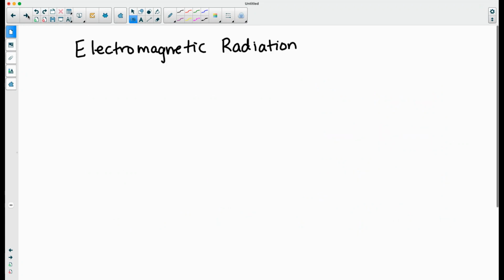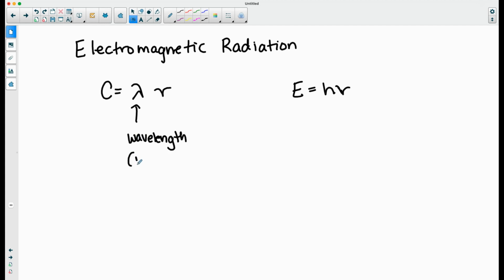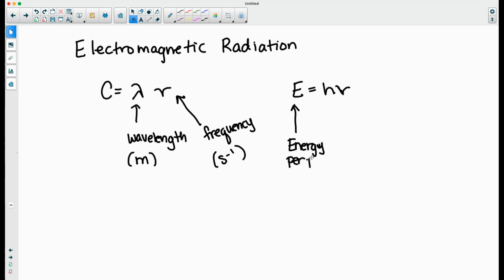We also said that we use c equals lambda nu and E equals h nu as our two main formulas for talking about wavelength, which is measured in meters, frequency, which is measured in cycles per second or seconds to the -1, and energy in joules per photon.